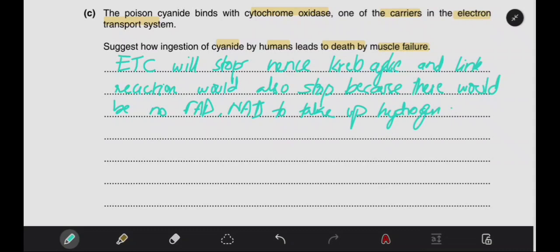You can also say that the proton gradient would not be set up for chemiosmosis, and there would be no proton flow through ATP synthase, and then ATP would not be produced. And why is the proton gradient not being set up? Because if the ETC is stopped, there would be no energy to pump the hydrogen ions to set up the gradient.